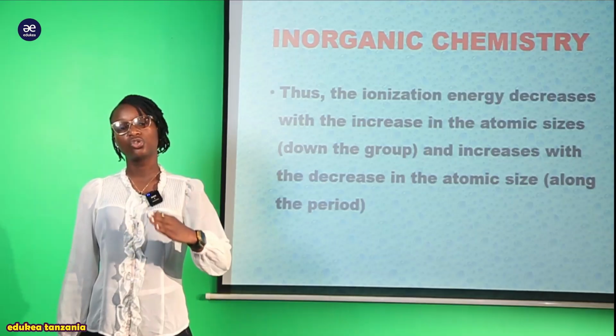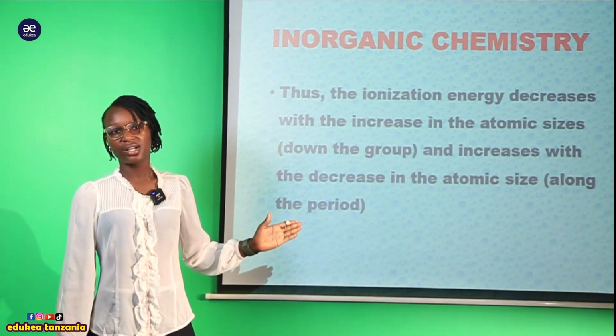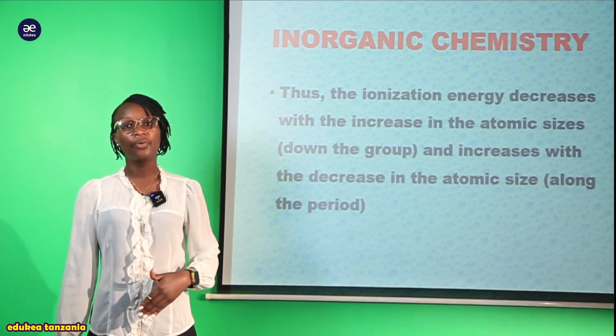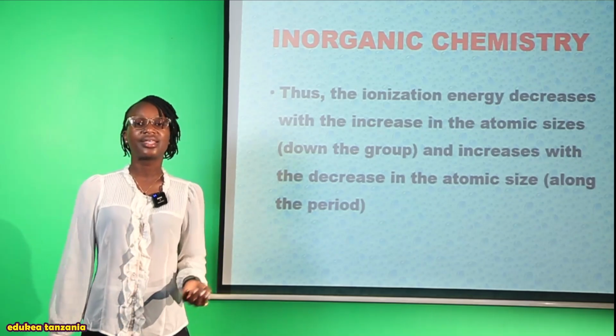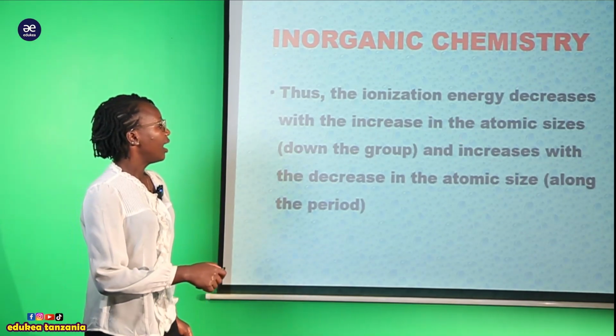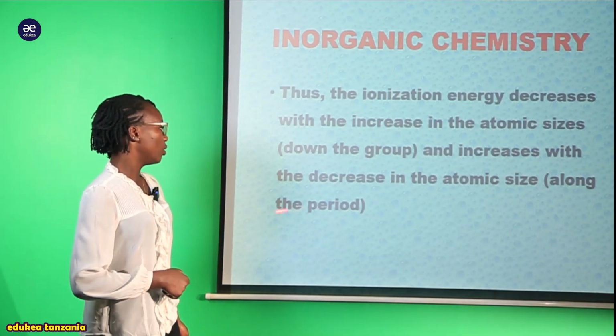So once you are asked to describe the trend of the ionization energy by considering the factor of the atomic size, this will be the answer. Kwamba down the group the ionization energy decrease because of the increasing in the atomic size. Very, very simple and clear. So and increase with the decrease in the atomic size along the period.